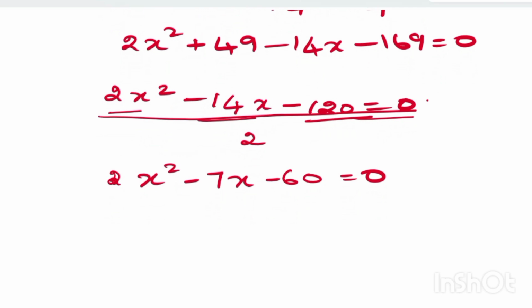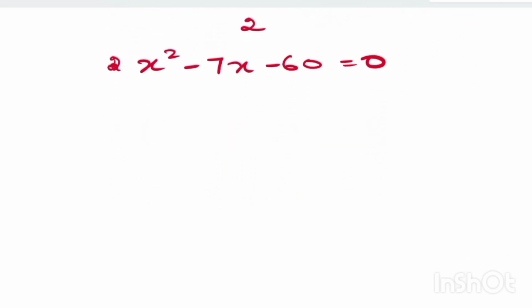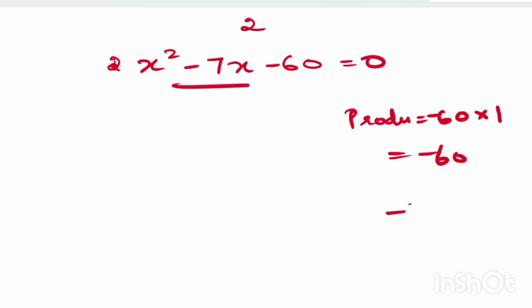Okay, like how you have done the previous sums, you are supposed to solve like that. So here what will the product be? The product is equal to minus 60 into 1, right? Here the coefficient of x square is 1, so it's minus 60 into 1. Minus 60 should be the product. And what should the sum be? The sum should be minus 7.